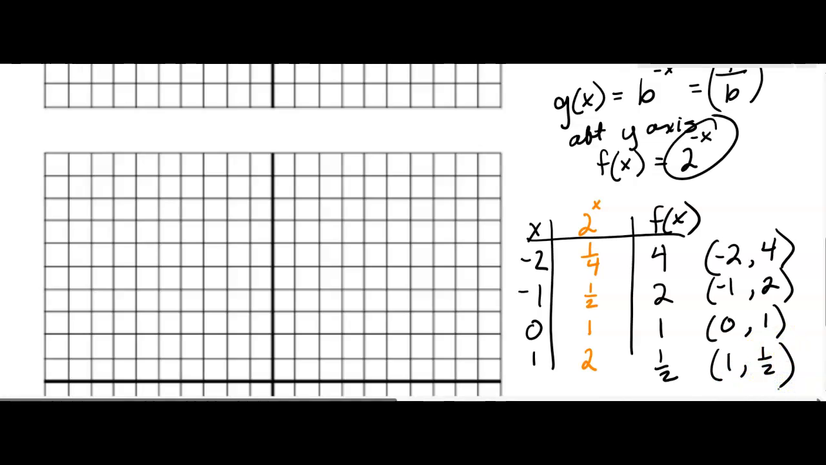Okay, so what does our function look like then? Negative 2, 4, 1, 2, 3, 4. Oh wait, let me put the parent function up just so you can see it. We've been working with that same parent function for a little bit. Okay, now we'll graph it. So negative 2, 4, negative 1, 2, 0, 1, and 1, 1/2. And then you can see that it reflected about the y-axis.